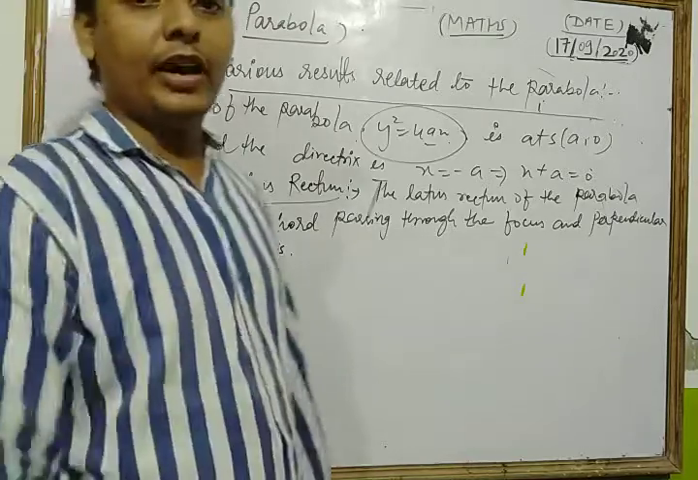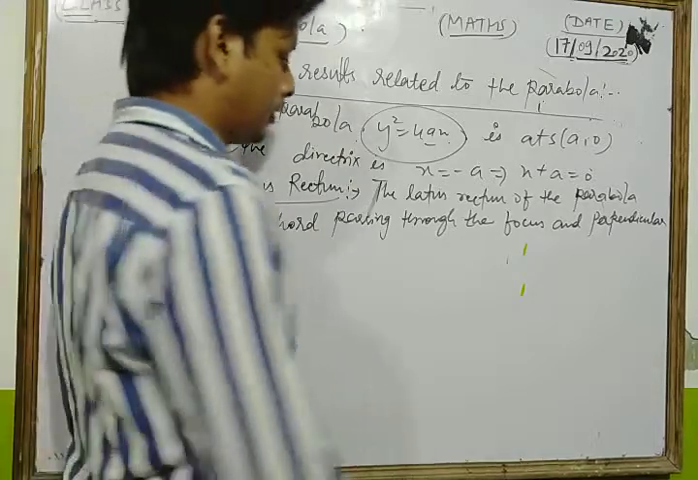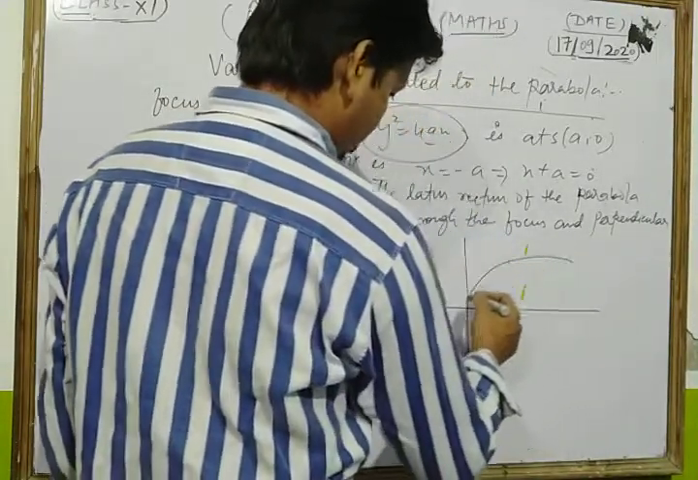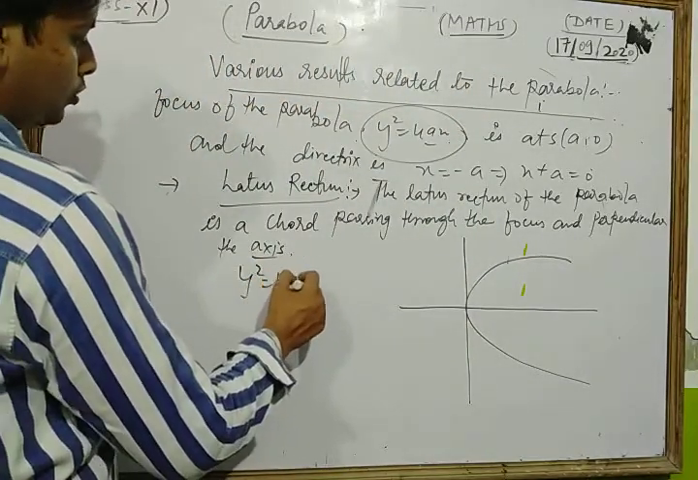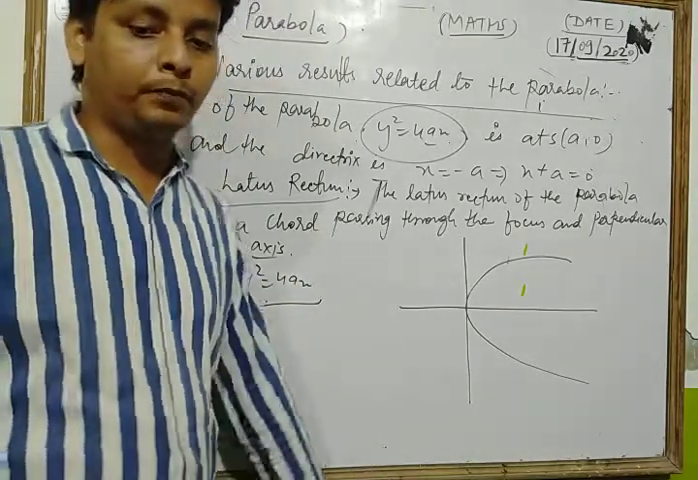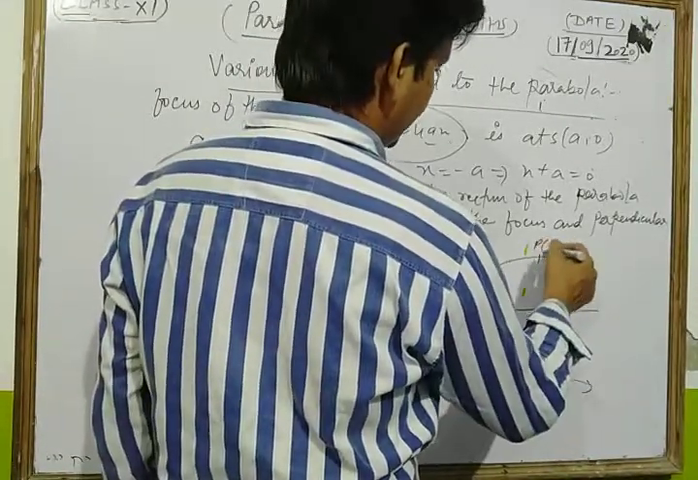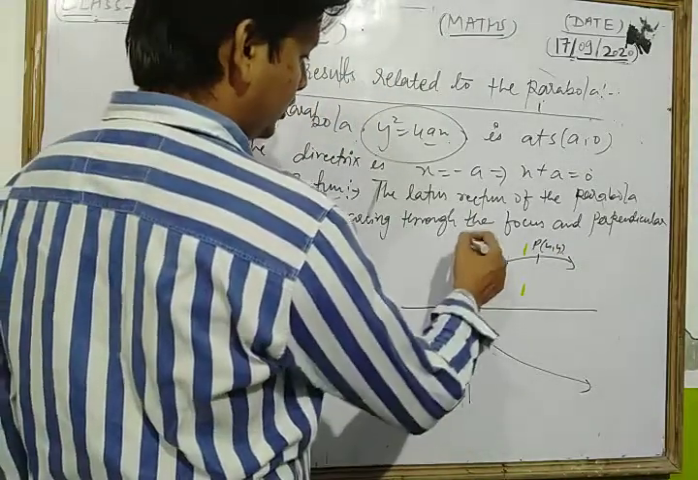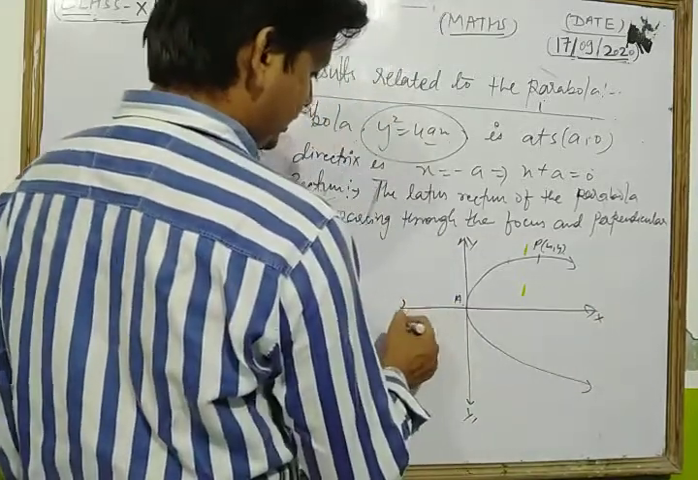Now we define it with the help of a diagram. First of all, we draw a right hand parabola, and the equation of that parabola is y square is equal to 4ax, which we already proved in the previous class. Let P be any point on the parabola, and this is the vertex of the parabola. This is y dash, this is x, and here x dash.